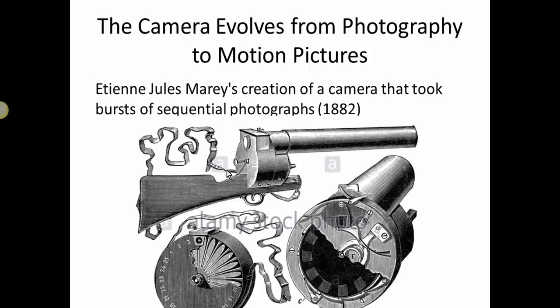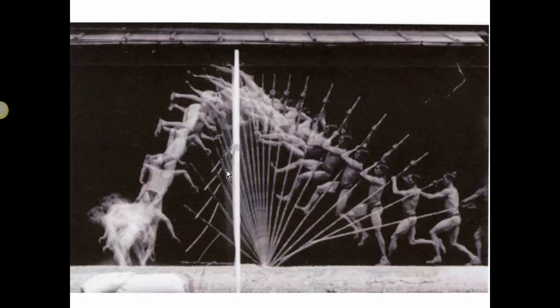There was a French inventor named Marey, and he created a camera that would take a burst of sequential photographs. And this is his device, and this is one of the photographs that he would take. So he would aim this, and then some activity would take place, in this case a pole vaulter. His camera would get this image that captures the motion.